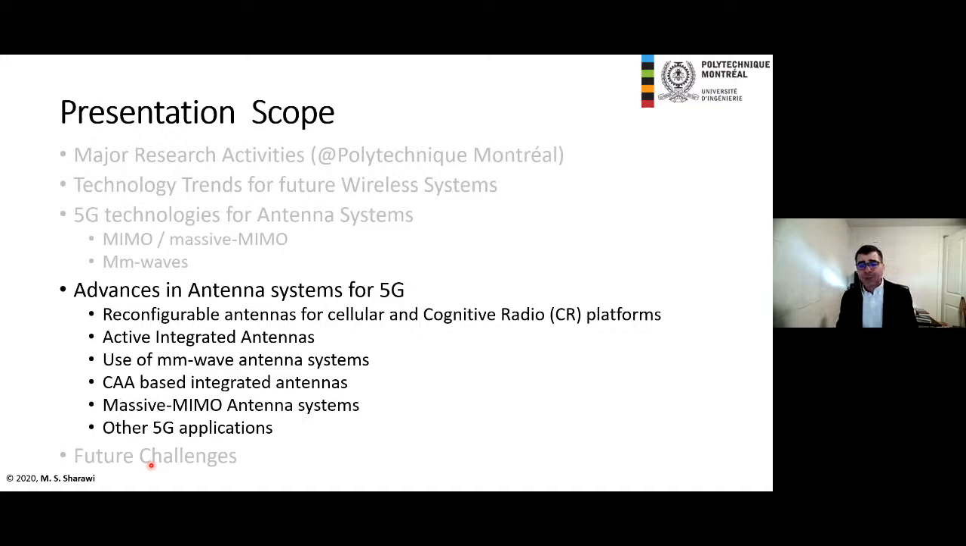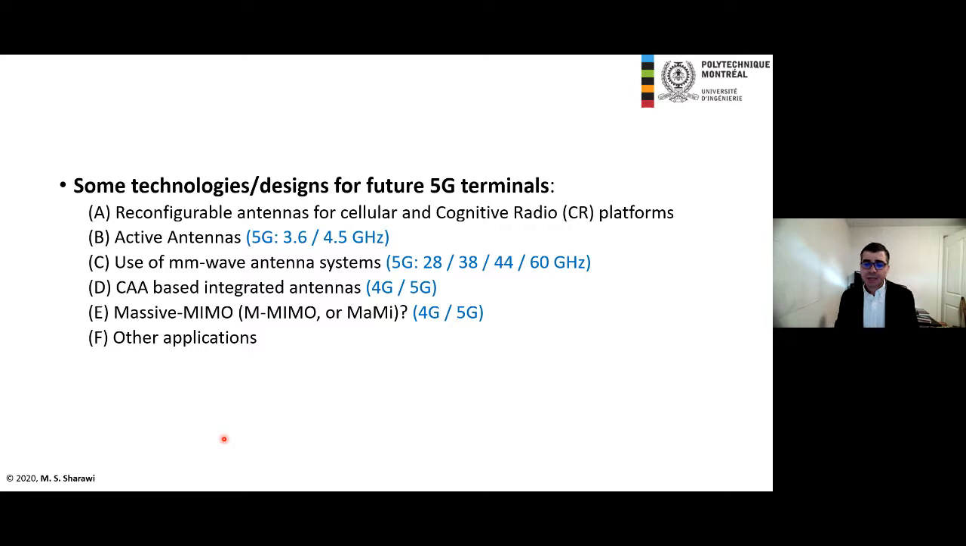In the coming sections, I'm going to be talking about some of the advances in antenna systems for 5G that we have been working on in the past, I would say, 8 years. I'm going to go over some reconfigurable antennas for cognitive radio platforms, active integrated antennas and the fact of co-design, millimeter waves, the idea of connected antenna arrays, then some massive MIMO-based applications, and some generic IoT and biomedical-based designs. So some of the technologies that we will be seeing in 5G terminals are going to cover all of these pillars that I just mentioned.